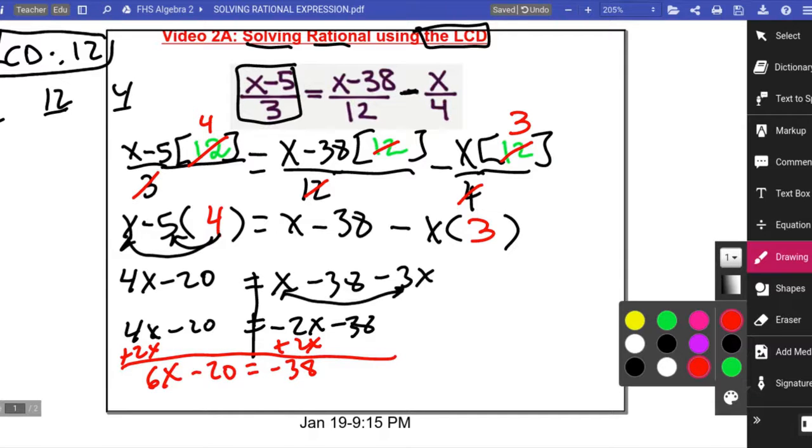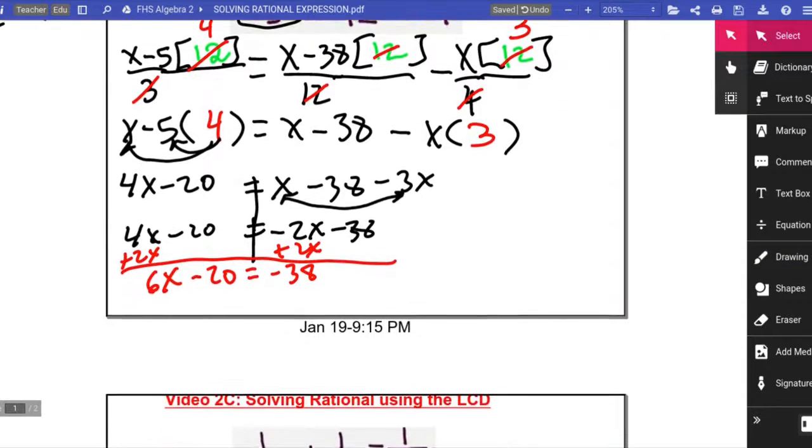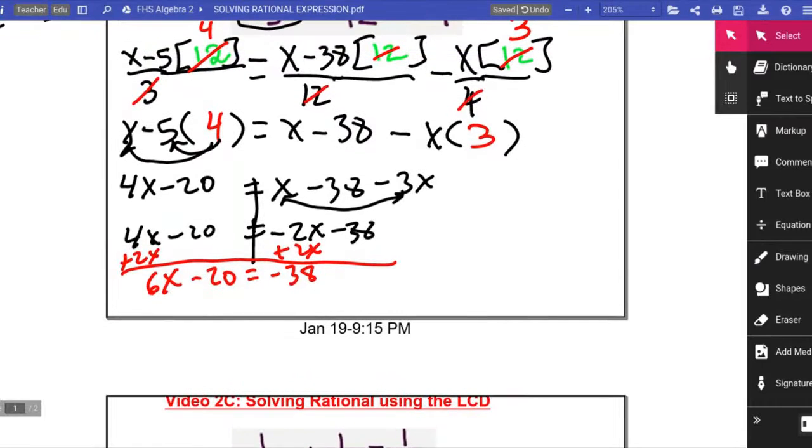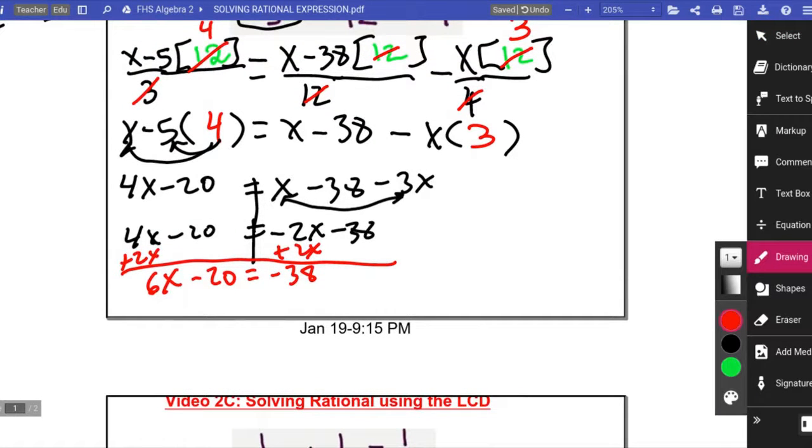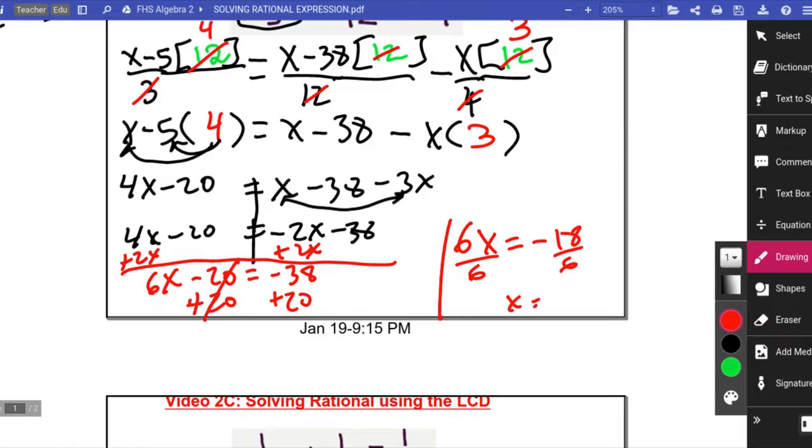All right, so I'm going to move up a little bit more so you can see what's going on here. And then what you can do next is just add 20. Add 20. Let's continue to work here. So you have 6x equals negative 18. Divide by 6. Divide by 6. X equals negative 3. We're done with part A.